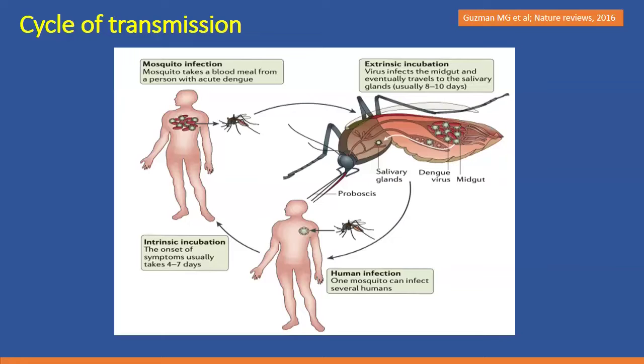When this infected mosquito bites another uninfected person, it injects a small amount of saliva as an anesthetic agent at the site of the bite, which inoculates the virus into the blood circulation. After that, the uninfected person gets infected and starts presenting symptoms, with an incubation period of 4 to 7 days.